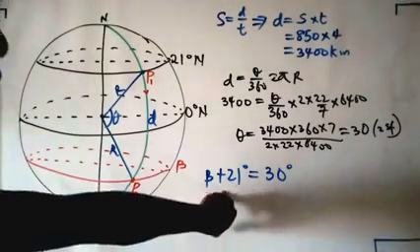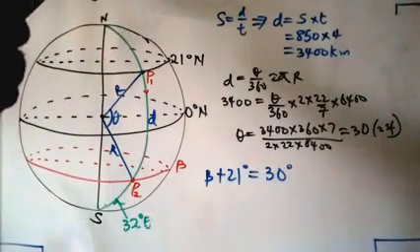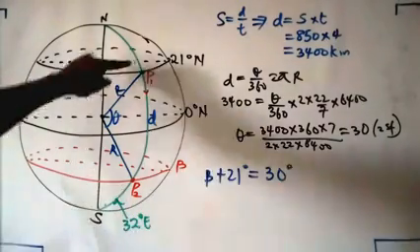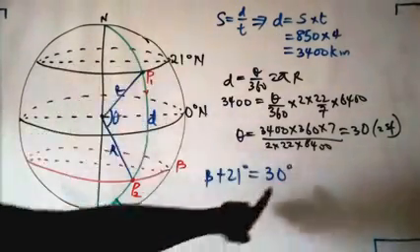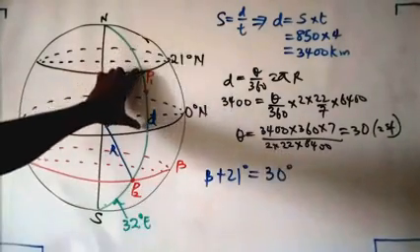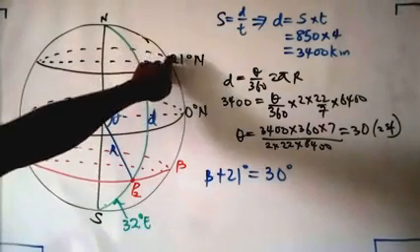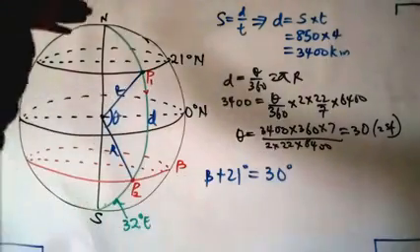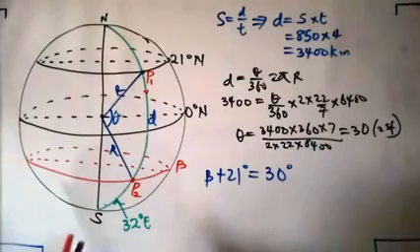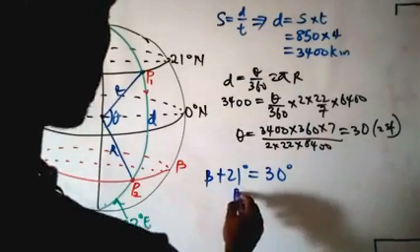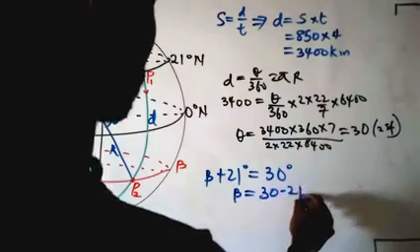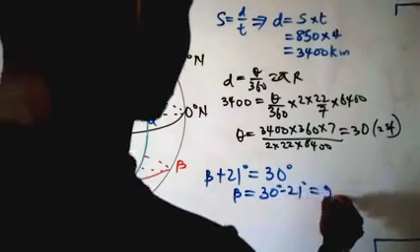When I add two numbers, it means they are on different sides of the pole. When I subtract, it means they are on the same side of the pole. So in this case, the angular difference is 30, which is more than one of the points given to me. That simply means that they are on different sides of the pole. So to get my beta now, I'll simply subtract. And when I subtract 21 from 30, you will get 9 degrees.